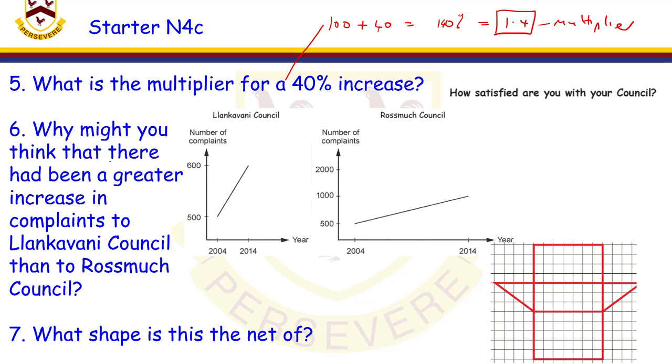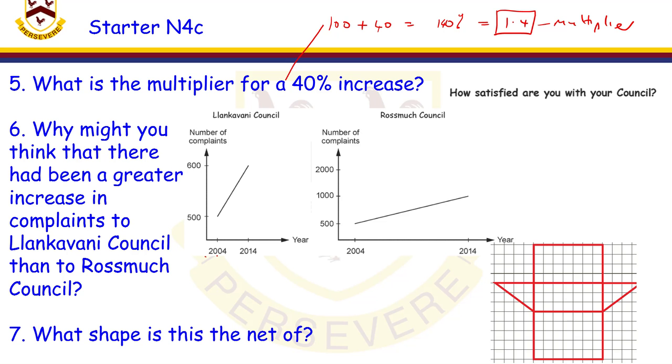Question number 6. Why might you think there's been a greater increase in complaints to Llancarnfani Castle than to Rosmuch Council? If we look at the graphs, why do we think that there have been a greater number of complaints here than here? Because of the steepness of the graph. Because this is so steep, it seems to rise rather quickly, whereas here we've got a flatter graph.